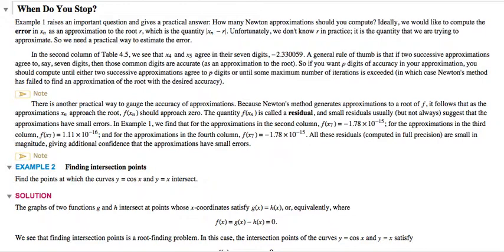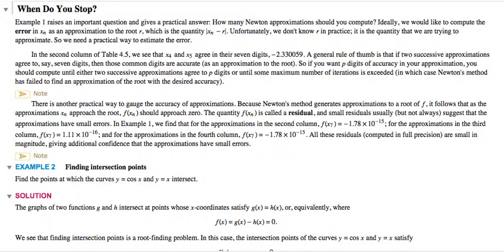Ideally, we'd like to calculate the error in x sub n as an approximation of the root, which would be the quantity x sub n minus the actual root, and then take the absolute value of that number. But since we don't know the actual number for r, we have to have some other method. In this case, the method that I agree with is presented first.